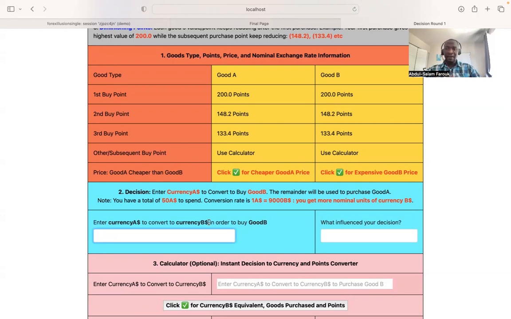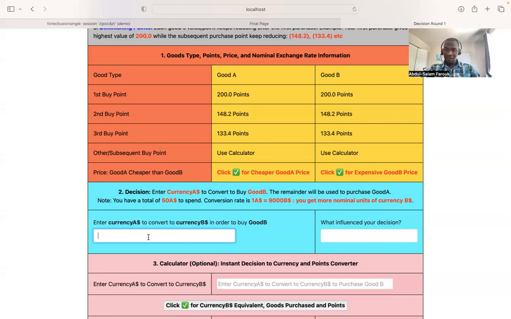So you have in your pocket 50 A currency. In this box, you are going to take part of the 50 A currency to convert into currency B. When you convert into currency B, you now have that much to purchase good B. Whatever is left that wasn't changed in your pocket will be used to purchase good A. I hope this clarifies the whole procedure. If you have any question, please let me know, or get in touch with the coordinators and they will be in a position to assist.